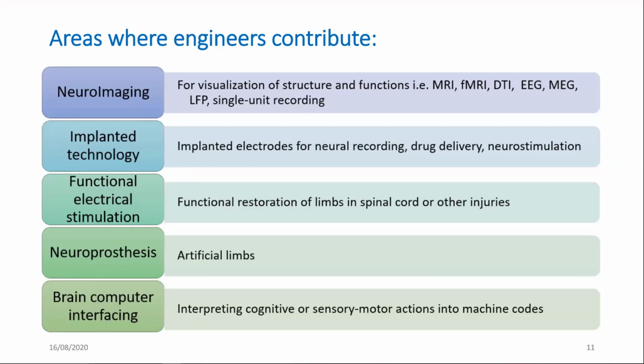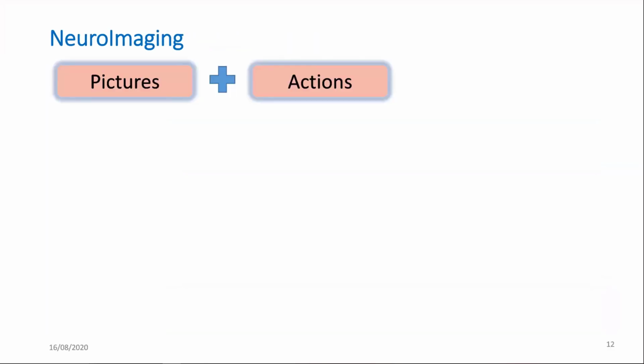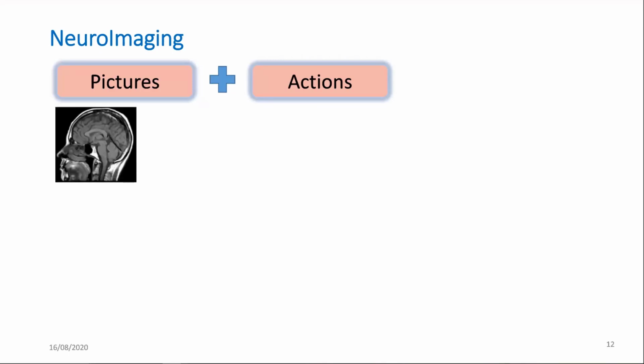It is quite a broad area. It encompasses a lot of things, but I would give an example in particular of interpreting cognitive or sensory motor actions into machine codes. And okay, start with the neuroimaging. Whenever we talk about imaging, usually it is pictures, right? So what kind of pictures are we looking at? We're looking at the structural image of the brain.